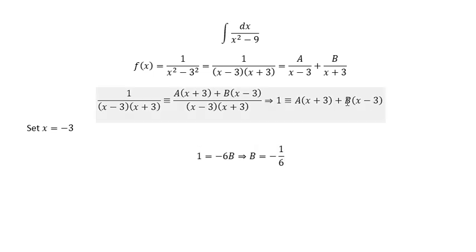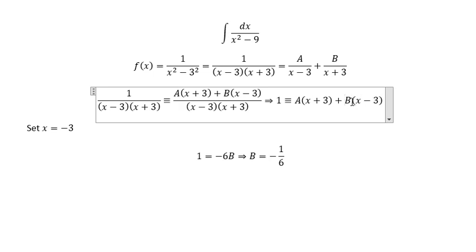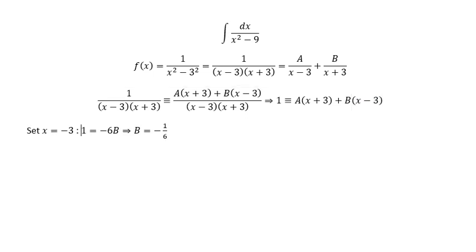Now we have to eliminate this b here. To eliminate this b, I'll make x minus 3 be 0. For x minus 3 to be 0, x must equal 3. So I could now set x to be negative 3.